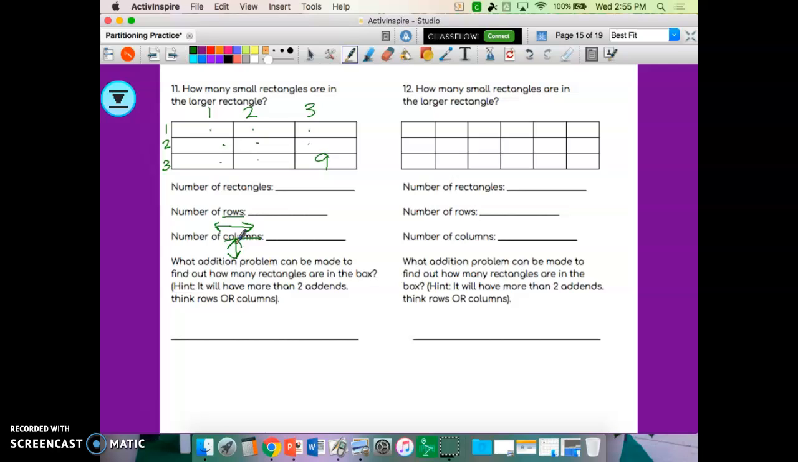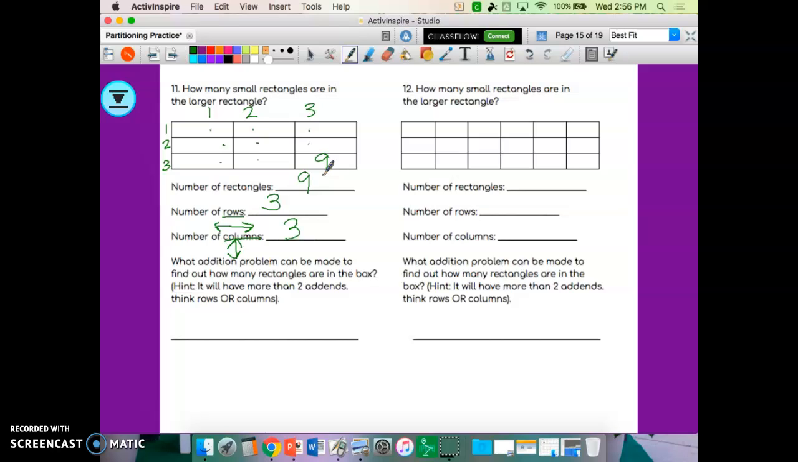So then going back to my questions or my information that I needed to fill in, so the number of rectangles, well, I've already counted that to be 9. My number of rows, and that's going side to side, so I have 1, 2, 3, just as I had counted. My number of columns, which is up and down, 1, 2, 3, just like I counted. So then they have to write a repeated addition problem. This is where they are going to write either 3 3s, or this one's the same, so it'd be 3 3s, and it should equal 9.